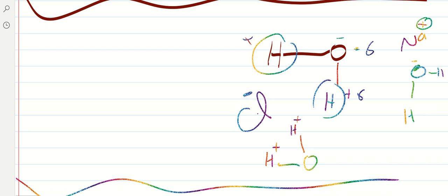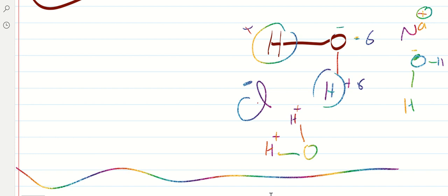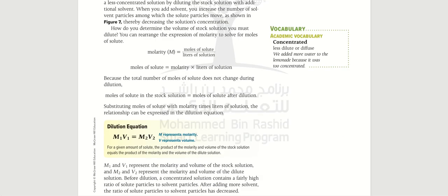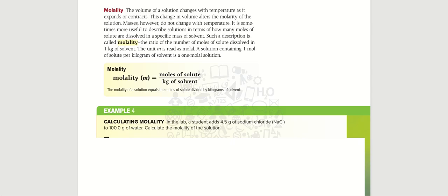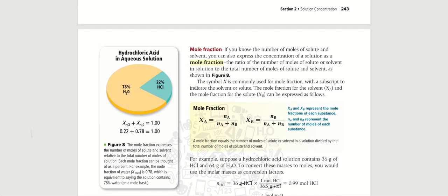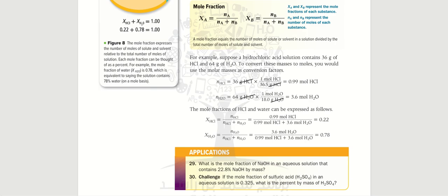Okay, let us go to see the last lesson, which is factors affecting solvation. By the way, this is a pie chart. From this pie chart you can know that for HCl, the mole fraction is 22. HCl divided by the total is 22. Both of them will make 100.